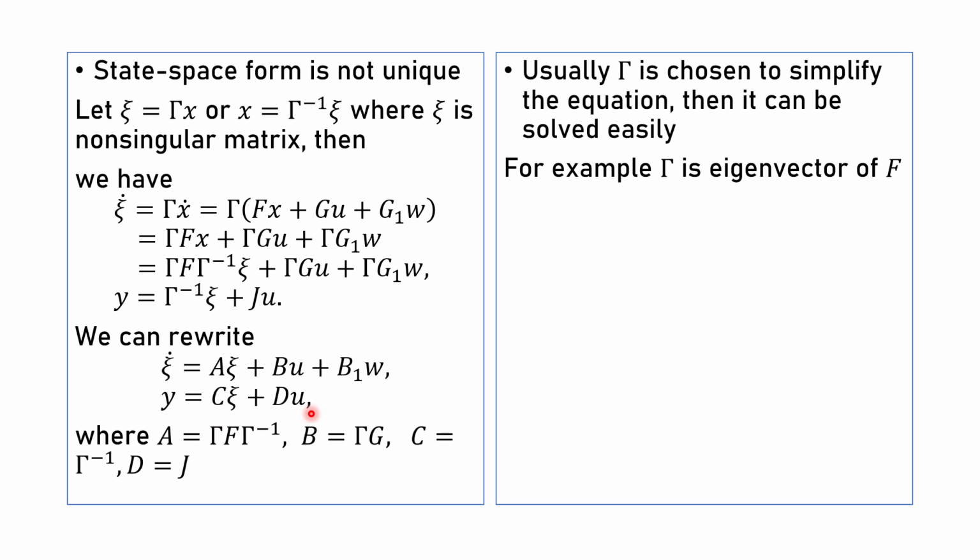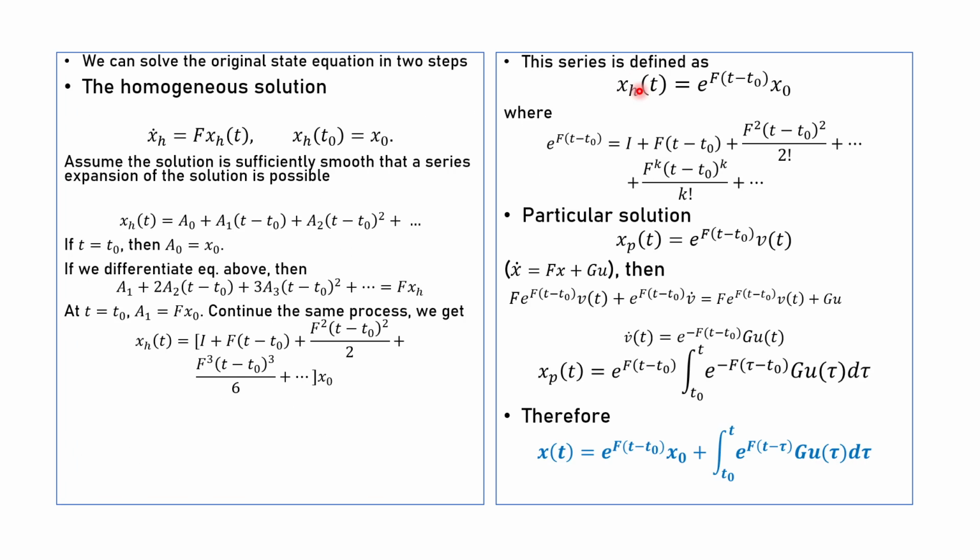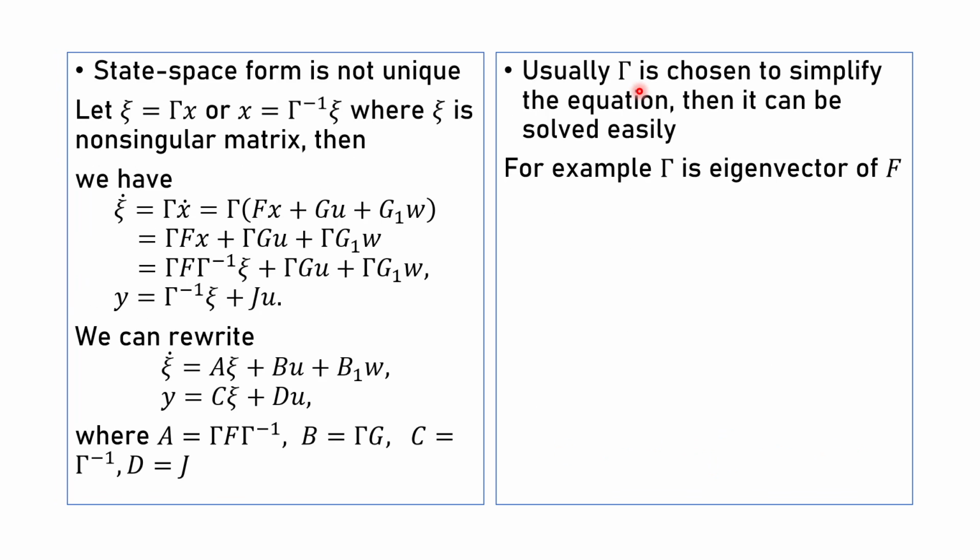Well, actually, in some cases, gamma is chosen to simplify the equations. Let me give one example. For example, if gamma is the matrix of eigenvectors of F, then the multiplication gamma F gamma inverse becomes just a diagonal matrix. If you have a diagonal matrix, you can easily solve the differential equation, even though you have high dimension.